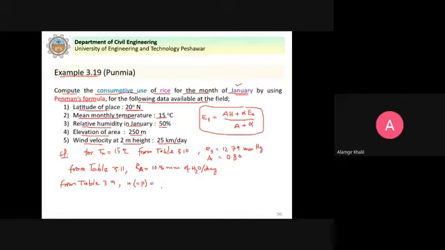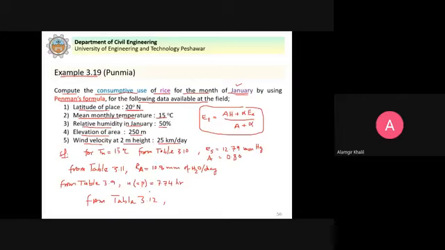So this is equal to 7.74 hours. This is for January, and latitude of place 20° N. Now we have this table 3.12 also. We have from table 3.12.